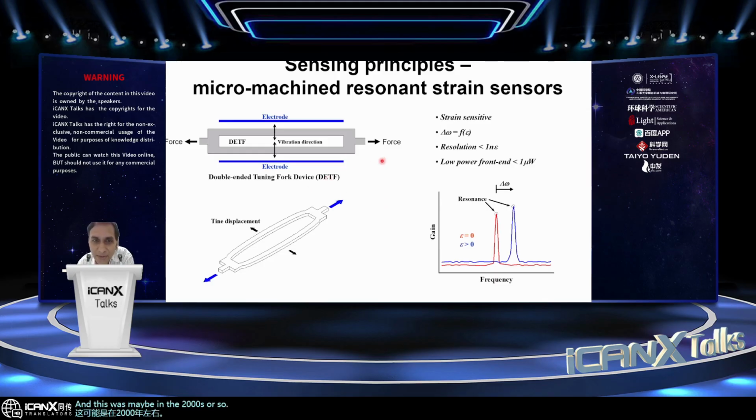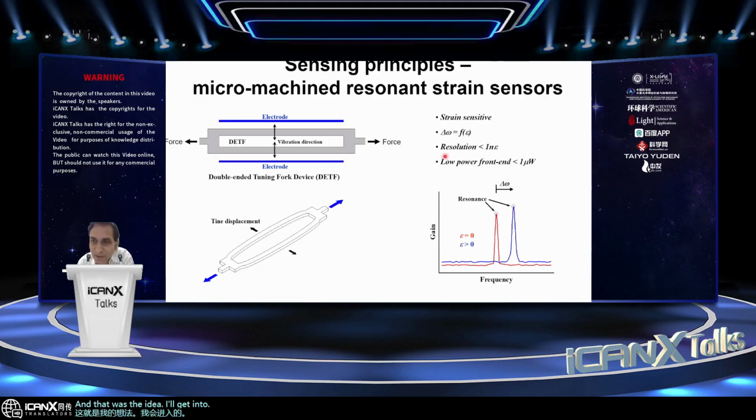And the idea here is, with the double-ended tuning fork, as shown here, integrated with capacitive transduction, you're excited in one of these modes. And it turns out that these can be made extremely sensitive to axial forces. So if this is then mounted on a structure which is deforming, you can pick up very sensitive signatures of that deformation. And that was the idea.